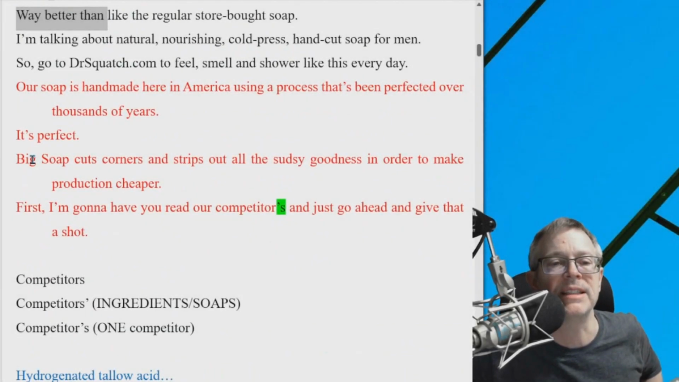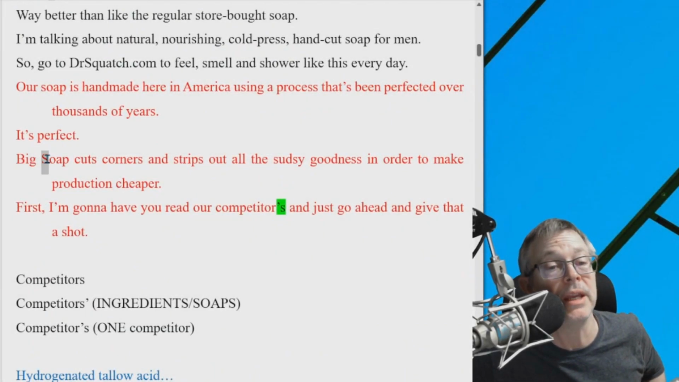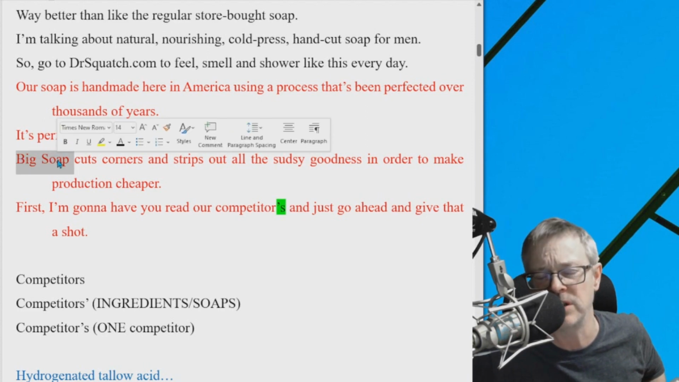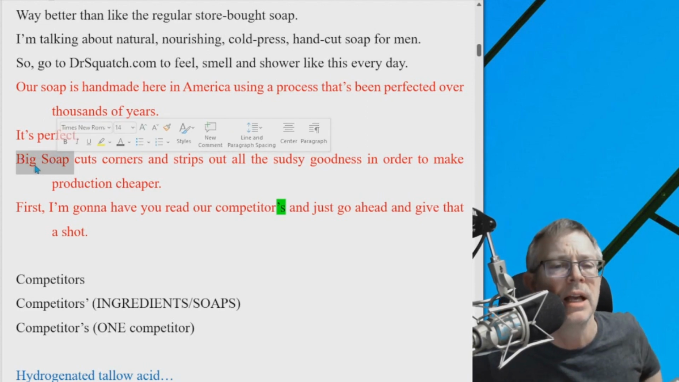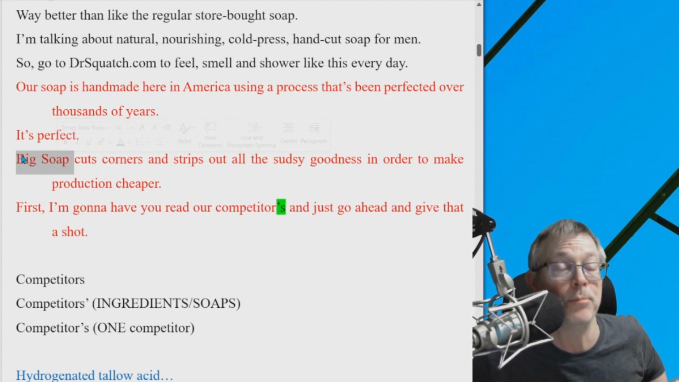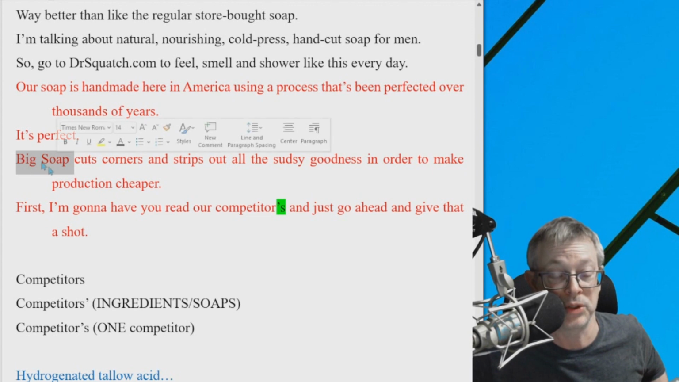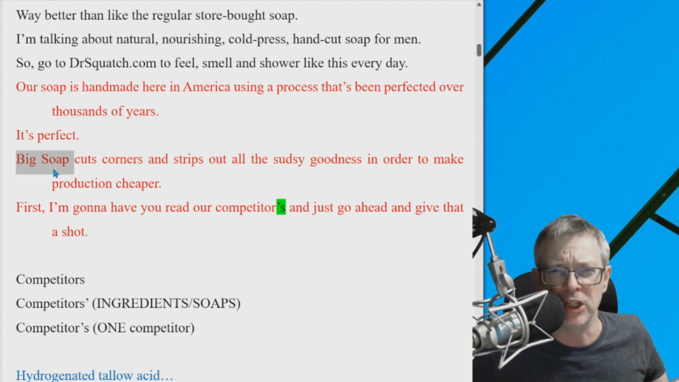Big Soap. And this is once again, we should use a big S here. You don't have to, but I do recommend a big S. It means the big corporations, the name brands, the brand name soaps. All the big companies. Big Soap, the big companies, cut corners.